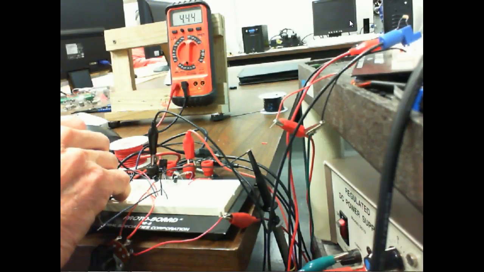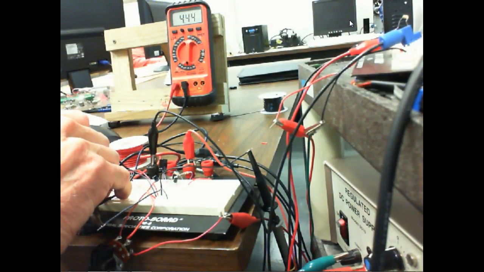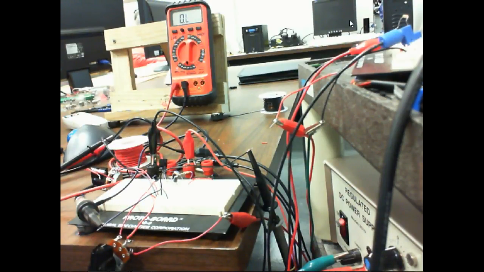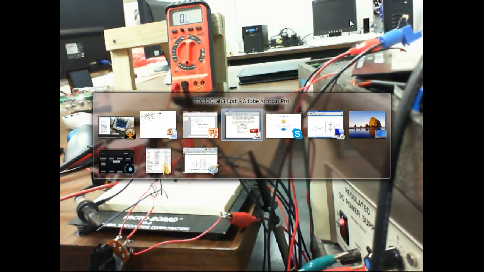We calculated, what did we calculate? 6 point, no, I'm sorry. What did we calculate? Huh? RN. And it's measuring almost half of that. So 4.4K is the measured value of RN.